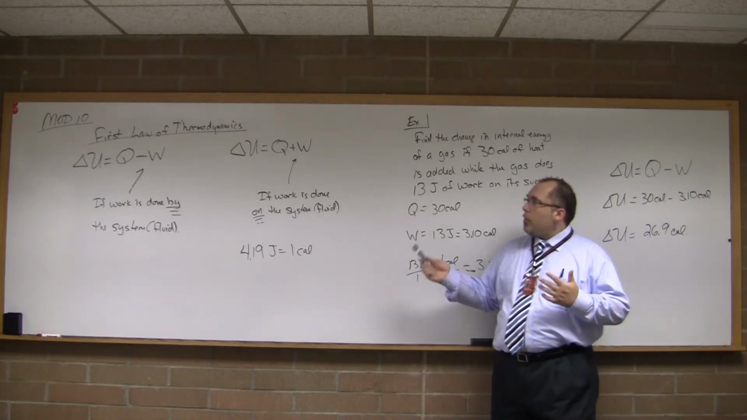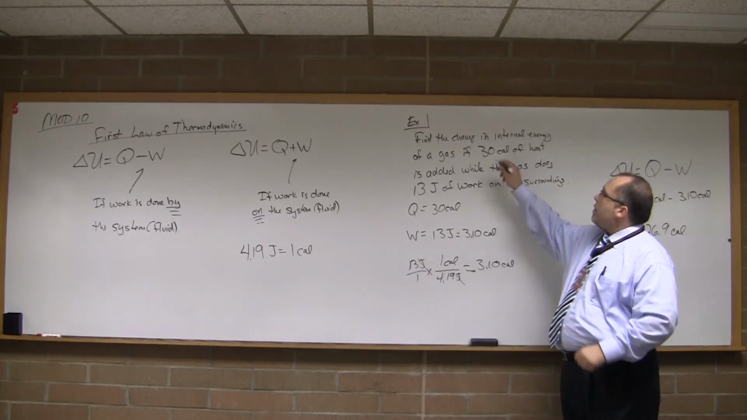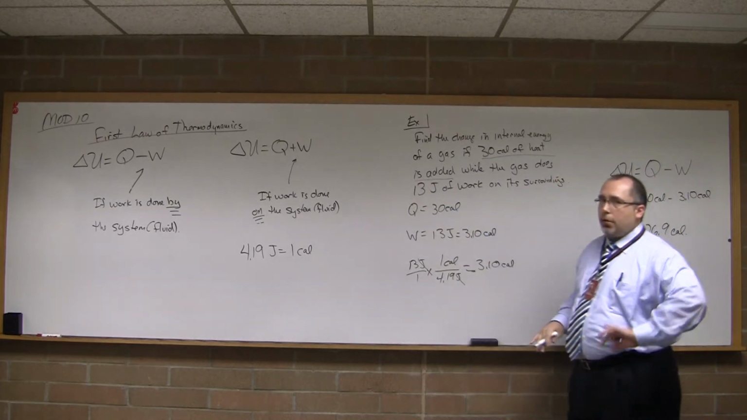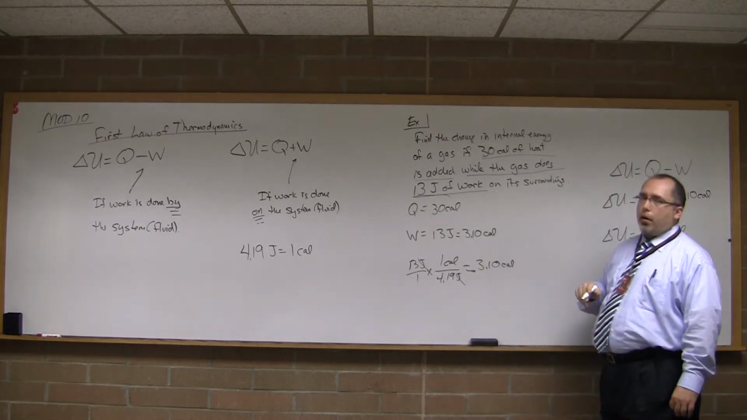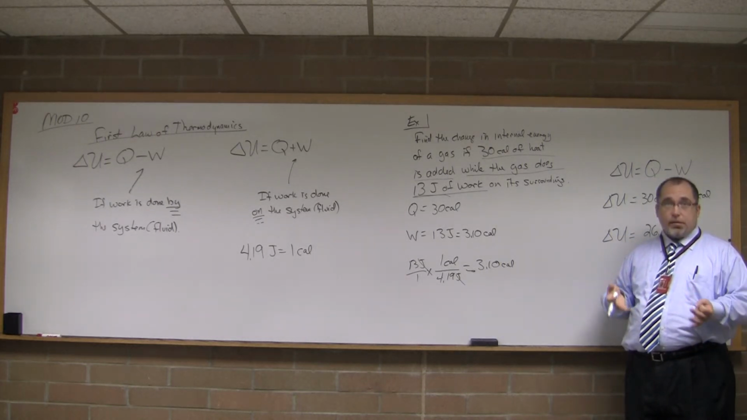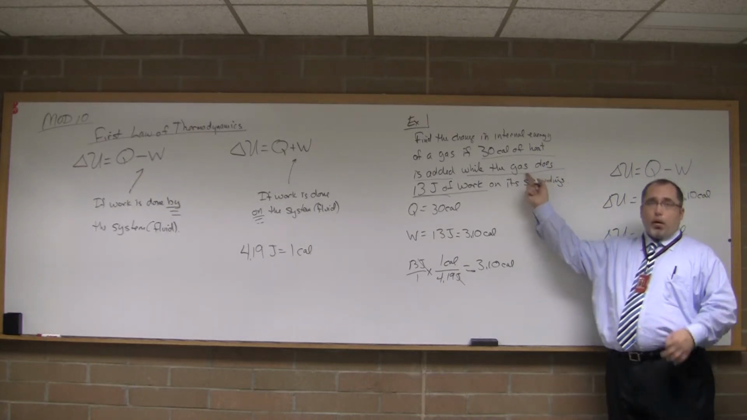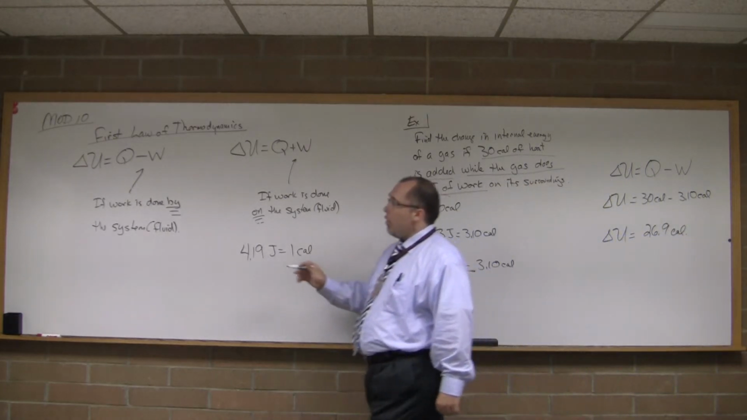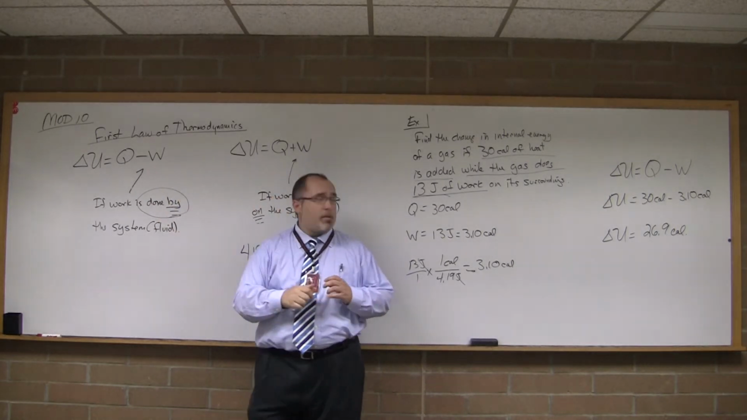So now which formula do we use, the minus or the plus? Now we know 30 calories of heat is added, so that's our Q, while the gas does 13 joules of work. So the gas is doing the work, it's not work done on the gas. The gas is the fluid, therefore is the system. So the system is doing the work. The system is doing the work, that's work done by the system. We want to use the minus.